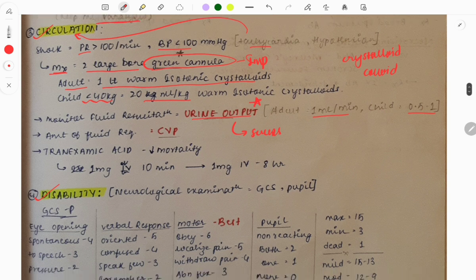Okay. Now another important question, that is amount of fluid required. How will you measure how much amount of fluid is required? And that will be done by the CVP, central venous pressure.